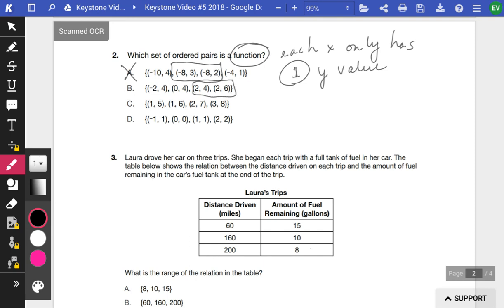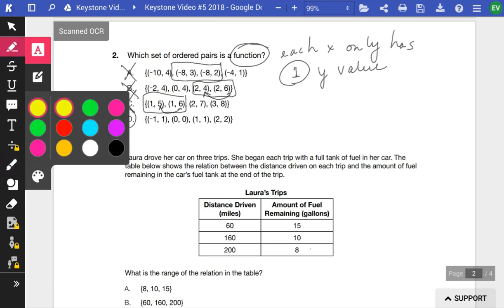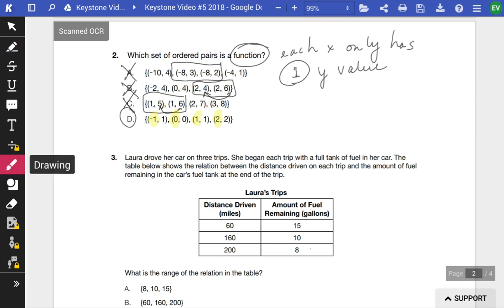B, again, we have a pair of 2's as our x values, but 4 and 6 are both different y values, so we can ignore B. In C, same thing. We have 2 values of 1 as our x value, but different y values, so C is not correct. If you look at D, each of the x values is different. So we have -1, 0, 1, and 2. Therefore, that one is our function. Okay, so remember, each input only has one output in order to have a function.